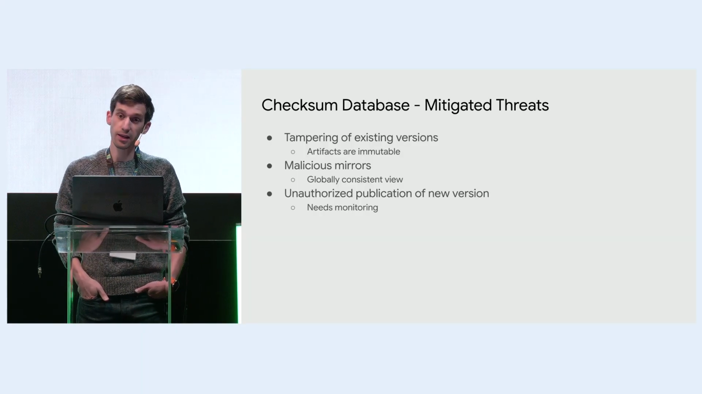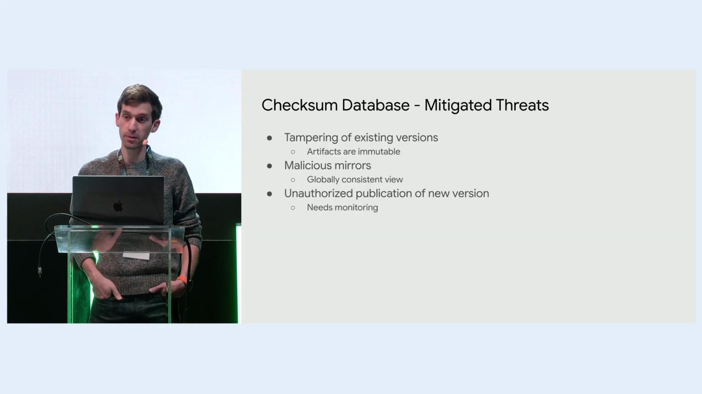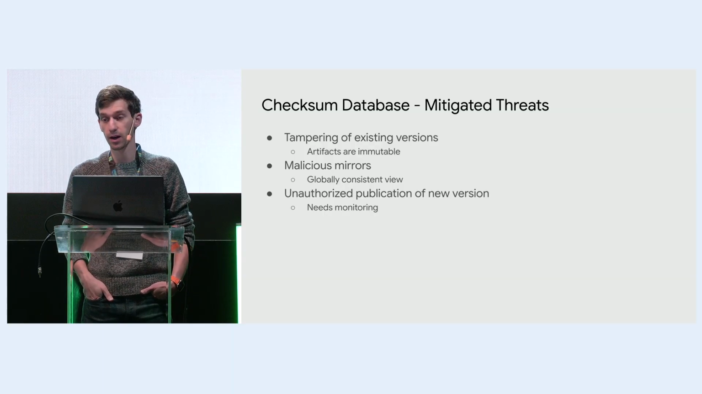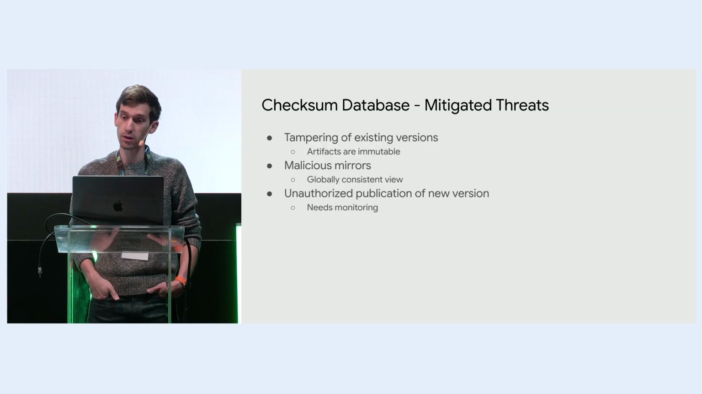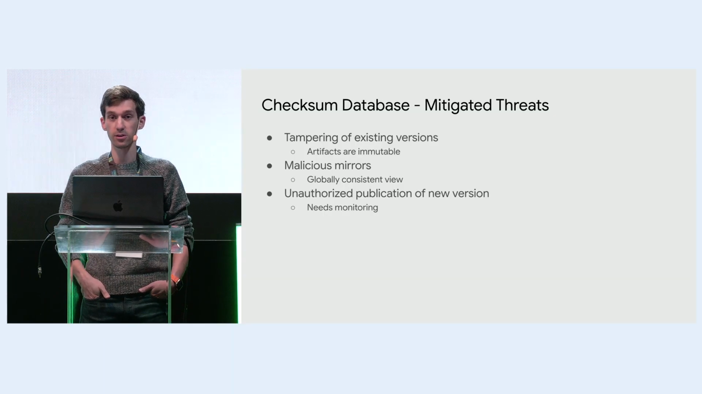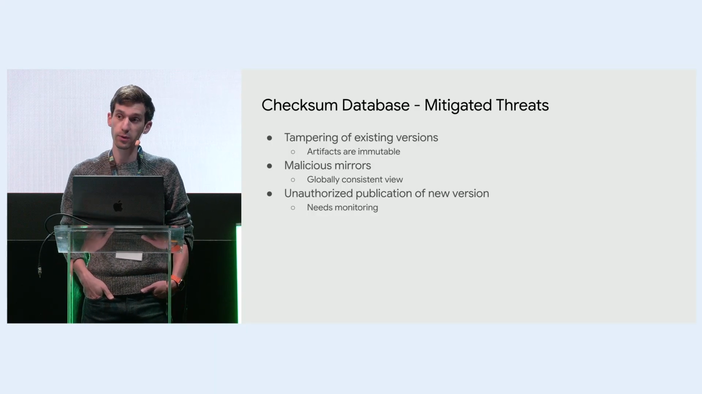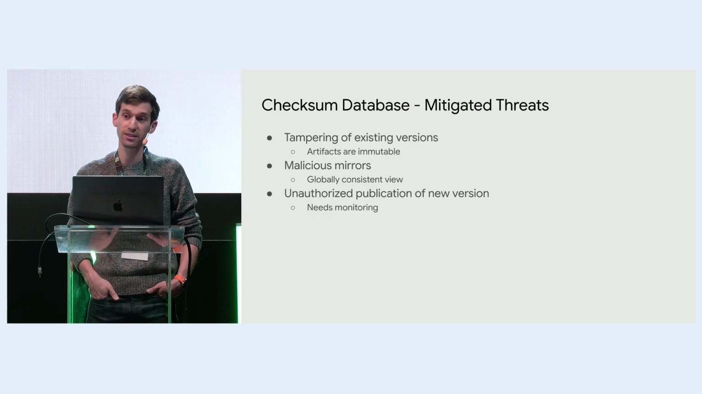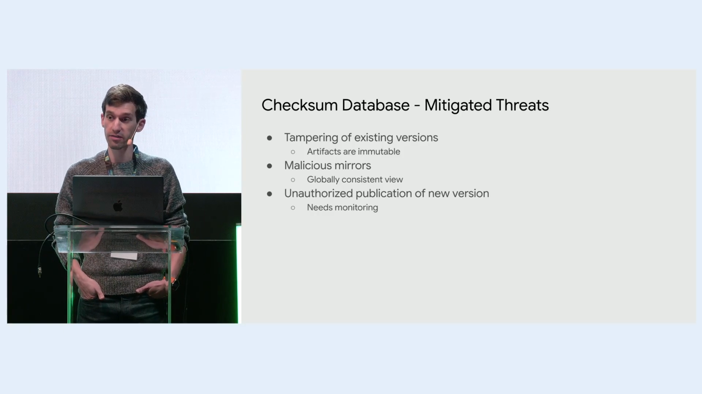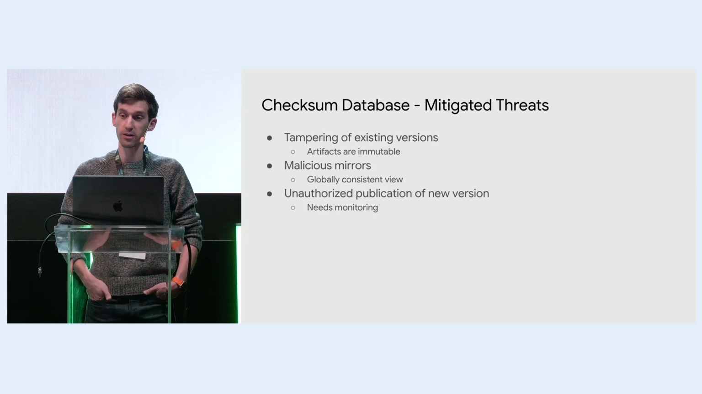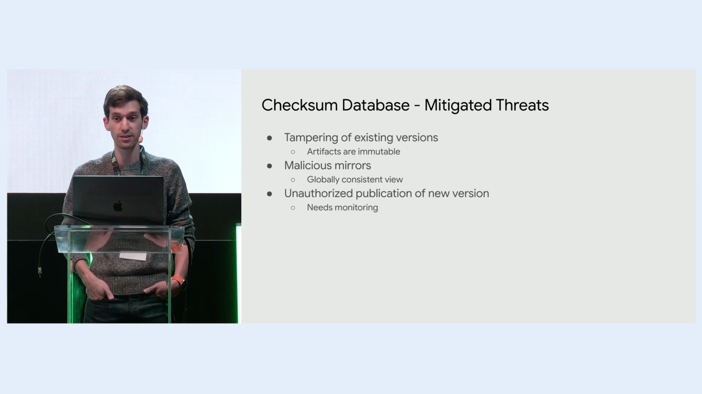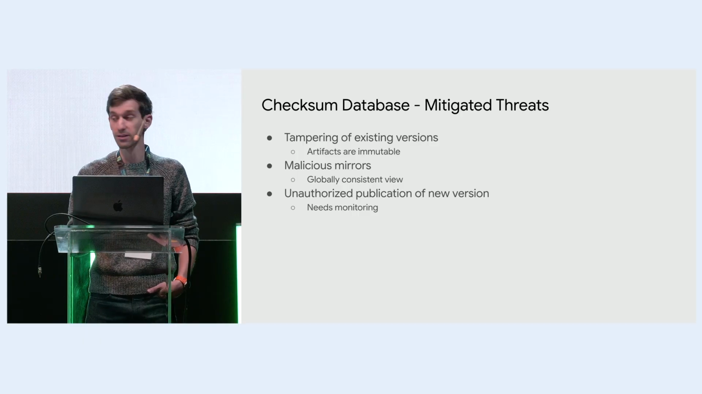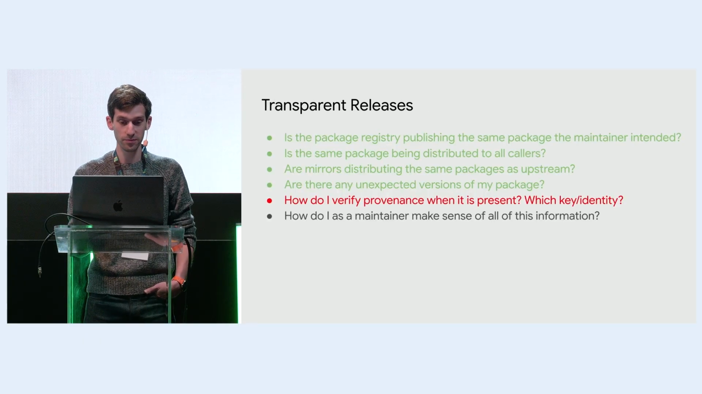This also mitigates mirrors acting maliciously because they have to distribute the same proofs as what are distributed in upstream so that we have this globally consistent view. And this also lets us detect whenever any unauthorized packages are published. Now, this requires active participation from artifact owners, but what we heard yesterday from Martin with verifiable indexes, we have a path forward for greatly simplifying monitoring, and I'll demo that in a moment as well.